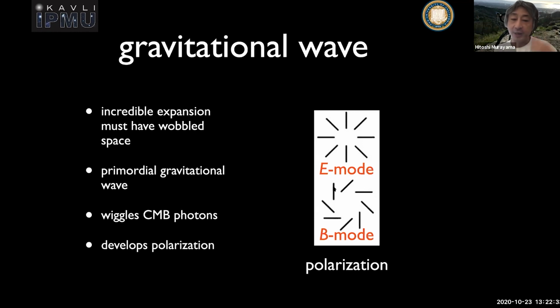So E mode polarization is actually not great for the purpose of looking for the gravitational wave impact. It's useful for other things, but not for looking for gravitational waves from inflation. That's why the focus has been on this B mode polarization.